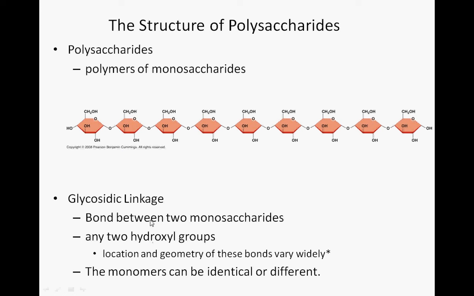One important thing that's a little bit different from polypeptides is just that these monomers can either be identical or they can be different. With polypeptides, they just tend to be different. It's very rare you'd have a big long peptide all of the same amino acid, but that's very common actually for polysaccharides.